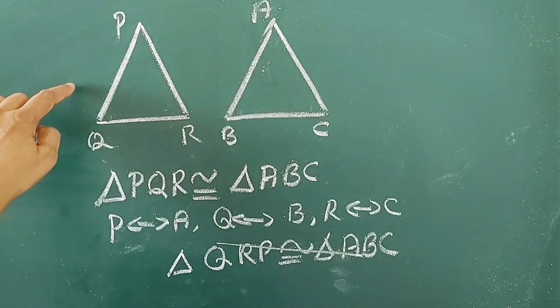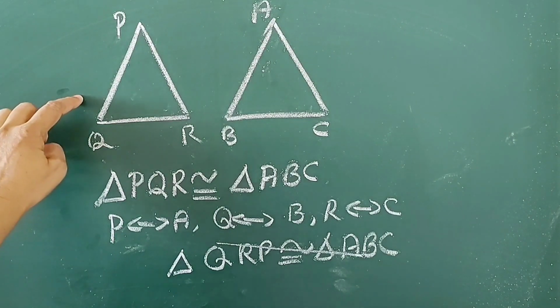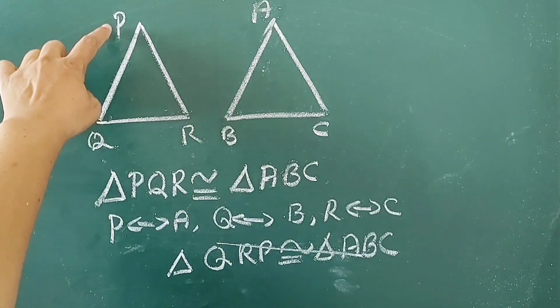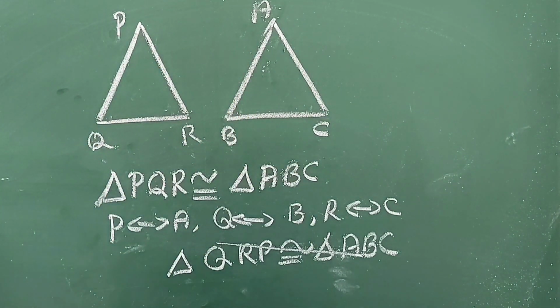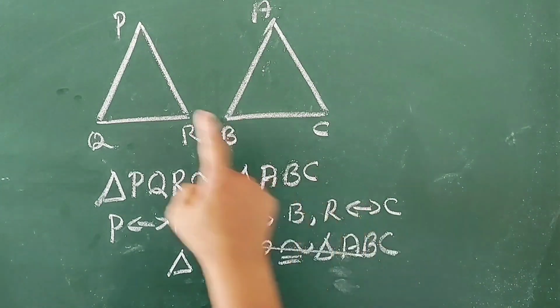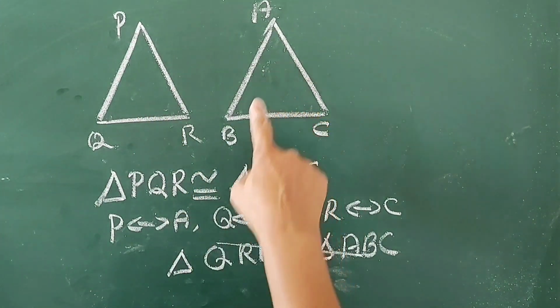Now let us consider another example. In the figure, PQR and ABC are two triangles, and triangle PQR is congruent to triangle ABC.